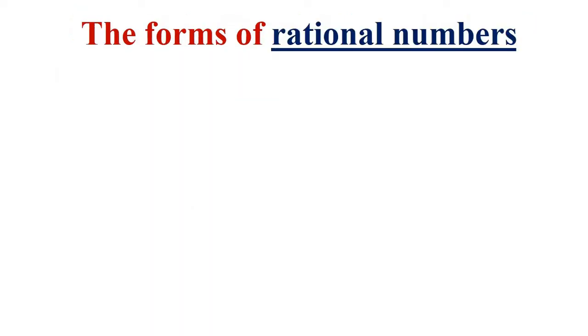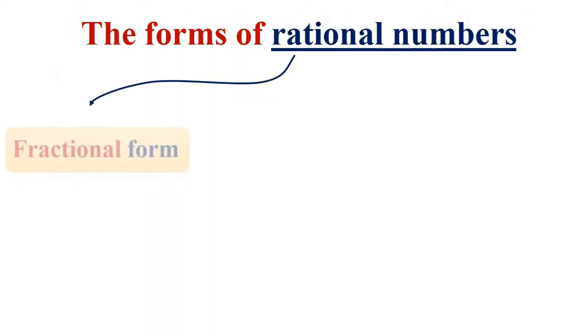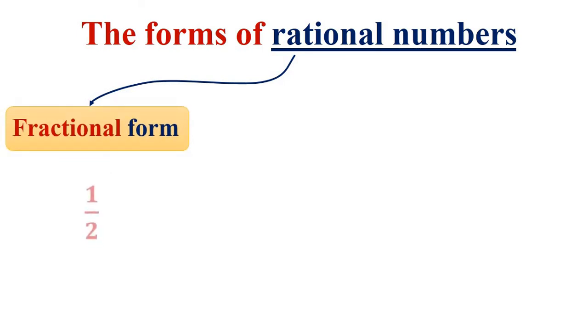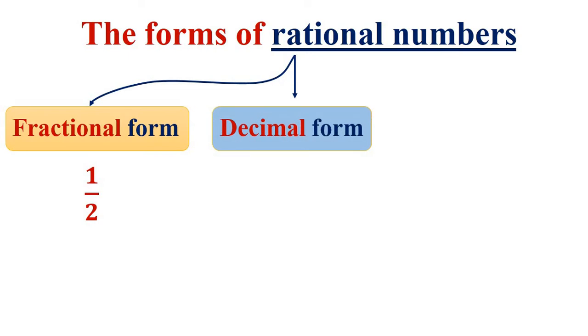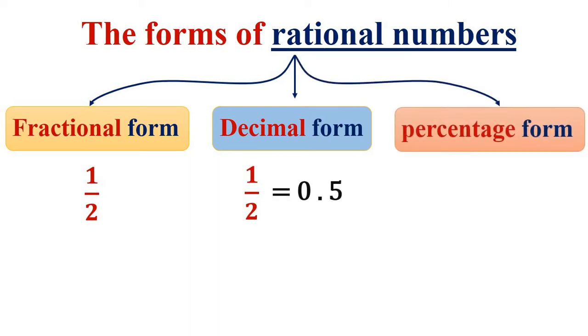The forms of rational numbers. We have the fractional form like 1 over 2, and the decimal form, like 1 over 2 we convert into a decimal number like 0.5, or the percentage form, 1 over 2 we can convert into percentage form by multiplying by 100, it will be 50%.